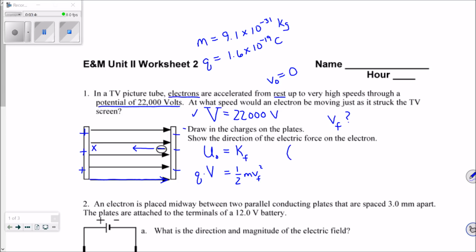I have a value for charge, 1.6 times 10 to the negative 19th. I don't need to worry about the negative sign. I've already used that to determine that our charge is going to accelerate to the left. My potential is the 22,000 value. And then I have my 1/2, the mass of my electron, 9.1 times 10 to the negative 31st power, multiplied by our final velocity, the value we're trying to find, squared.